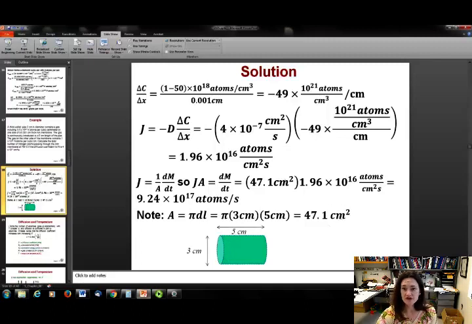So then I plug that in for my area and multiply it times J, and I get 9.24 times 10 to the 17th atoms per second, which is the answer to our problem.